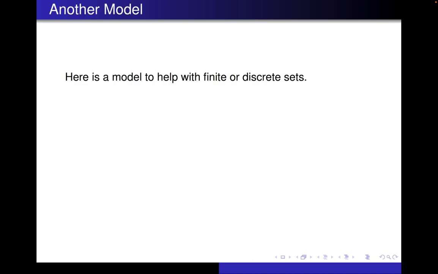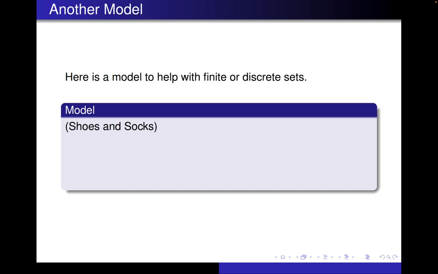Now that's not the only model you can use. This is a model I like too. Actually, this is a very helpful model when you're counting elements in Cartesian products. In particular, it's helpful when your sets have a finite number of elements, or they're sets that are very discrete. They're not easily visualized as continuous things like lines. I call it the shoes and socks model.